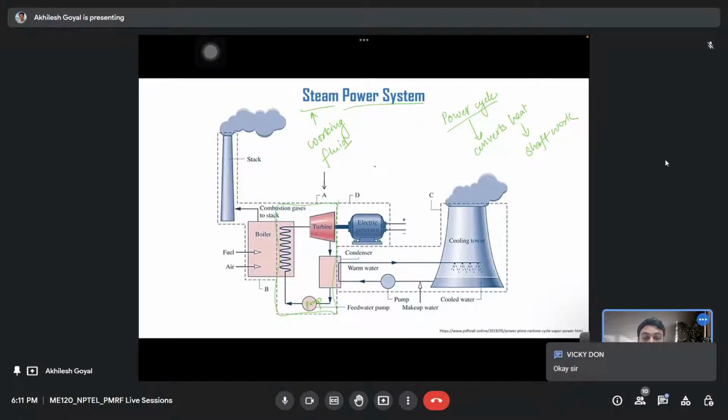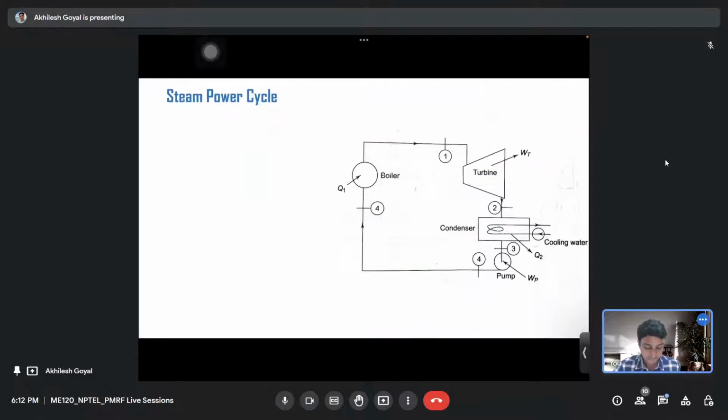Okay, so the main cycle consists of four parts, that is boiler, turbine, condenser and pump, and the other subsystems are the generator and the cooling tower. Okay, so now let's discuss the steam power cycle, that is the middle part of this. In a steam power cycle, as we discussed, there are four parts: the boiler, the turbine, condenser, and pump.